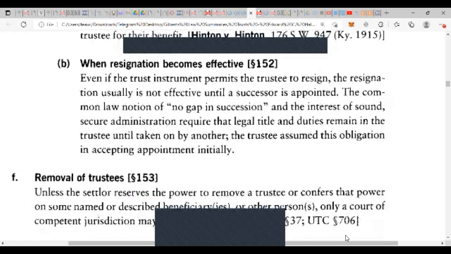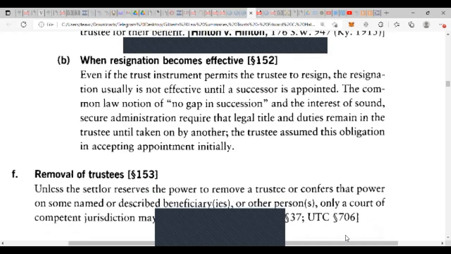B. When resignation becomes effective, Section 152. Even if the trust instrument permits the trustee to resign, the resignation usually is not effective until a successor is appointed. The common law notion of no gap in succession and the interest of sound, secure administration require that legal title and duties remain in the trustee until taken on by another. The trustee assumed this obligation in accepting appointment initially.